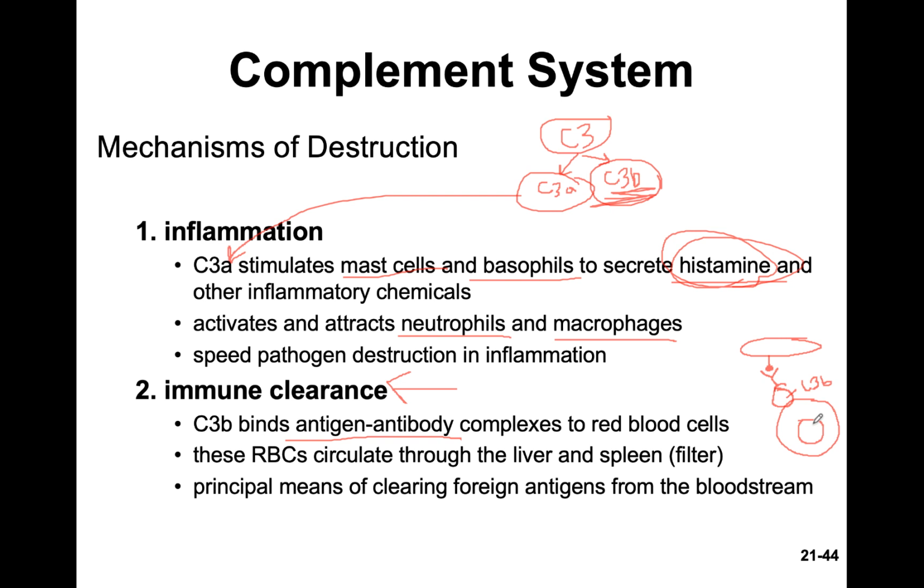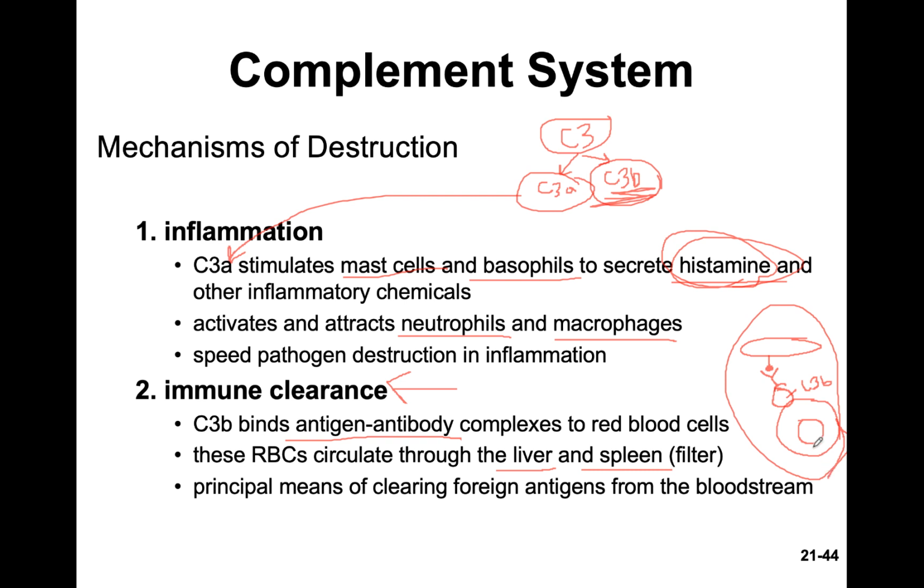Well, not quite such a bad idea, because where do we take these red blood cells to filter them and clean them? Well, we take all blood to the liver and the spleen. If all red blood cells have to go into the liver and the spleen, if you tag a bacteria onto it, this whole thing now has to go to the liver and the spleen to get filtered and to get cleaned.